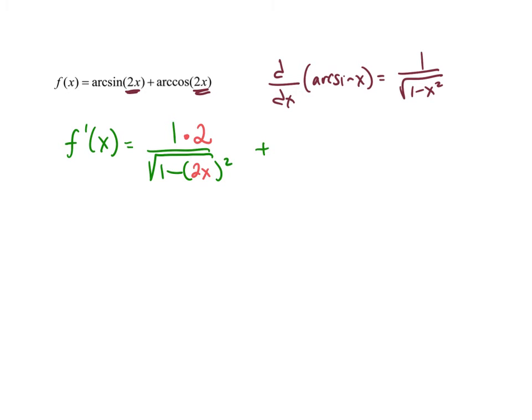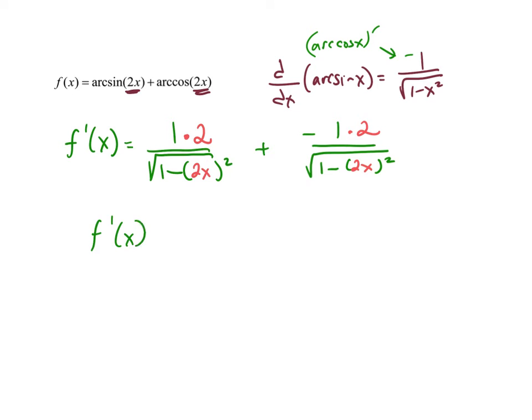Plus, now the derivative of arc cosine is just this function with a negative sign. So we get negative 1 over the square root of 1 minus something squared. And in this case, it's going to be 2x again. And then we have to take the derivative of 2x, which is 2. So if you notice, these two functions are actually opposites of each other. One is positive, one is negative. Everything else is the same. So the derivative is actually 0.